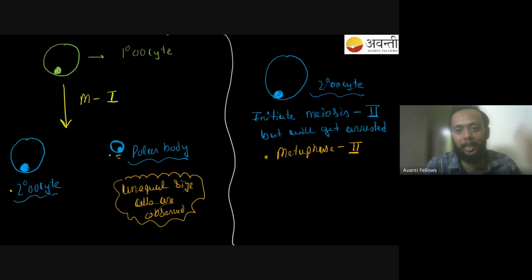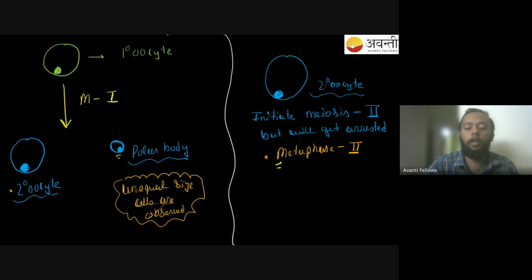So now you have two cells. One cell is much larger in size than the other, so unequal cells have been formed, and that is something you find as an outcome of meiosis 1. So after meiosis 1, you have a secondary oocyte. It will also initiate meiosis 2, but it will get arrested at metaphase 2.